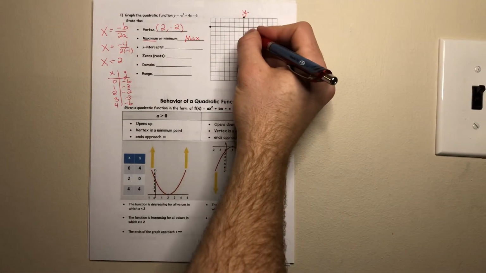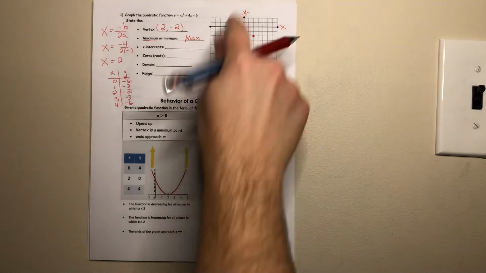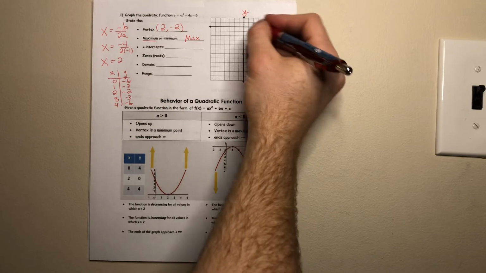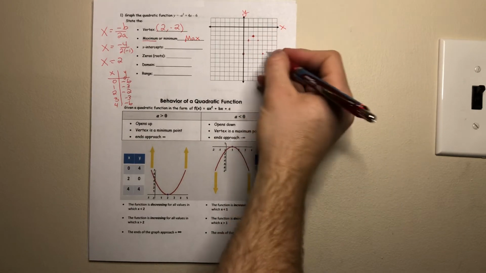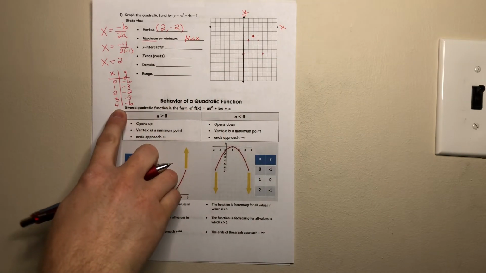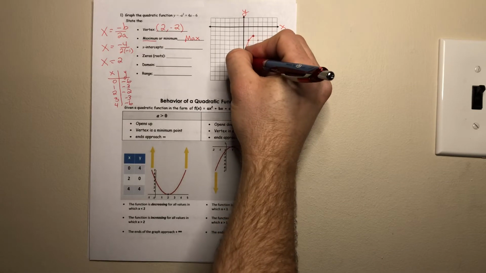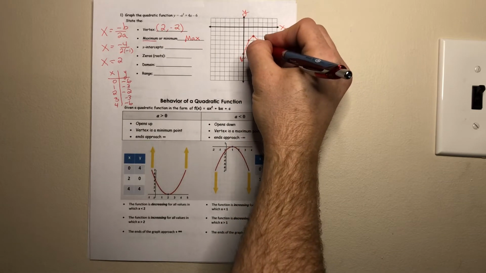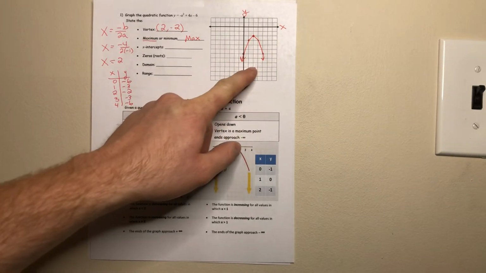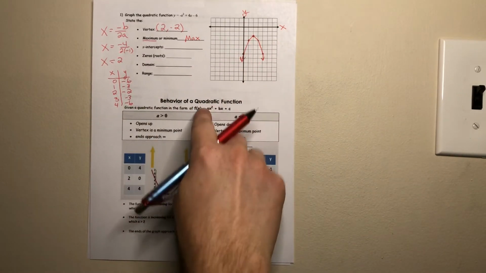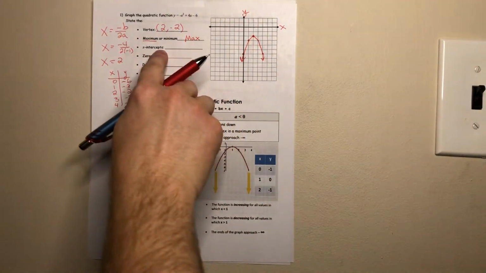So 0, -6, 1, -3, 3, -3, and 4, -6. Now, this is the domain we used, but there's no restricted domain. So we're going to go just slightly past it with some arrows. Don't go too far, again, because you end up shooting it off in a direction that it really doesn't go. All right? So what are the x-intercepts?